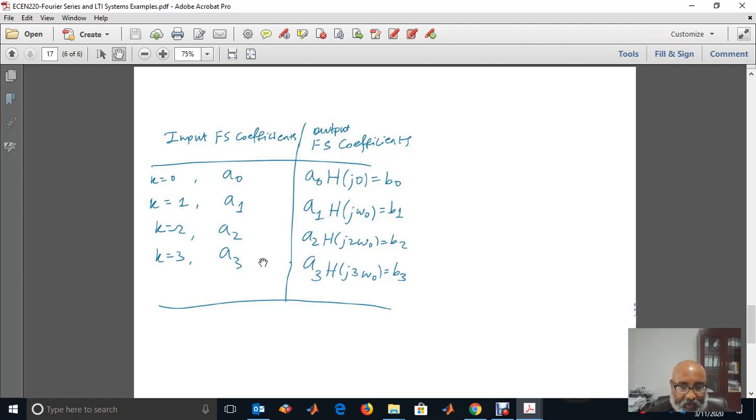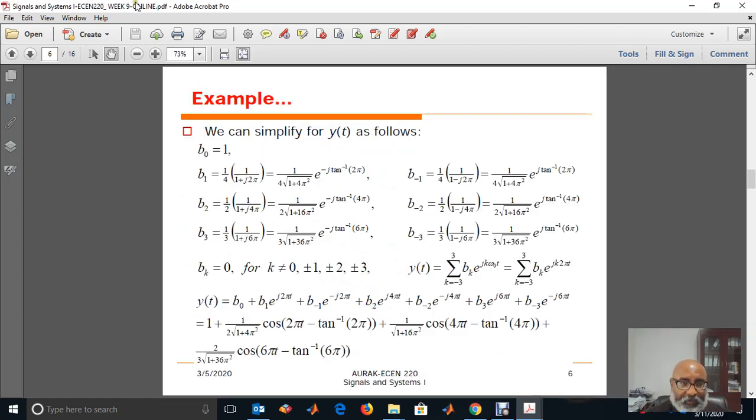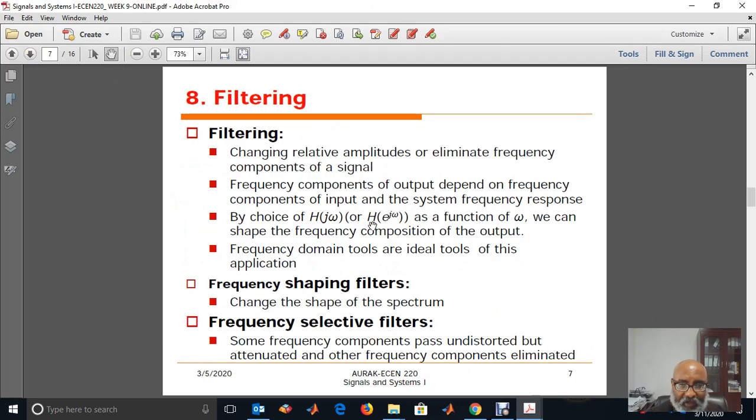The same, for example, if the frequency response at 0 is 0, then even though we have A0, we will not have B0. That means it will not pass through the system. That means the system acts like a filter. So the impulse response of a system is simply a filter. And we come to the concept of filtering. So what does filtering mean?